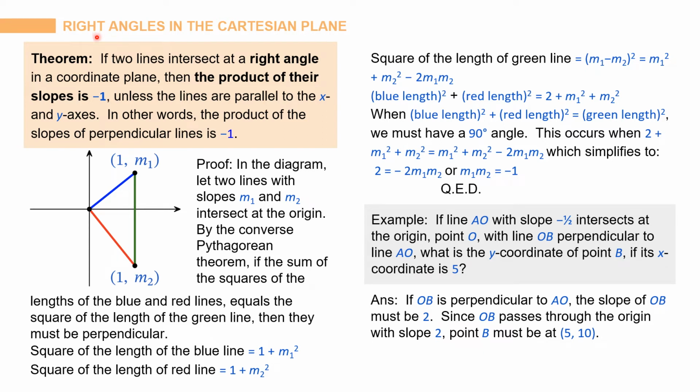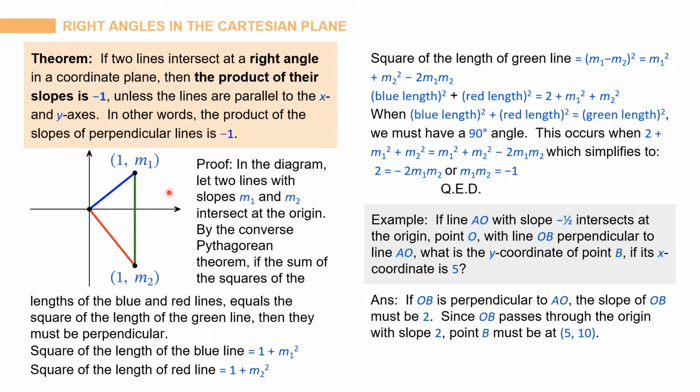What about right angles in the coordinate or Cartesian plane? A very important theorem tells us if two lines intersect at a right angle, so they're perpendicular in the coordinate plane, then the product of their slopes is -1, unless the lines are parallel to the x and y axes. In other words, the product of the slopes of perpendicular lines is -1, and the only reason it doesn't hold for the x and y axes is because then you'd be dividing by 0 and slope is undefined.